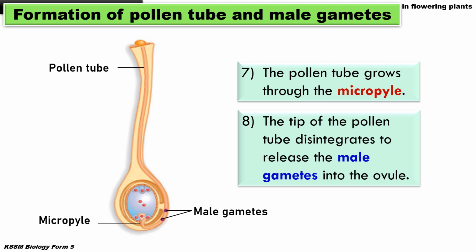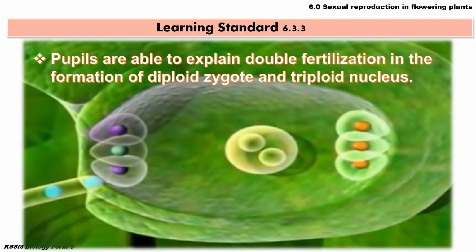Tak. Ada lagi continuous story. Kejap. The third learning standard. So, you are able to explain the double fertilization in the formation of diploid zygote and triploid nucleus. Ni cerita seterusnya. So, tengok gambar ni. Ini dekat mana? Okay, ini apa? Ni apa? Tak nak cakap. Dia kena ingat sendiri.